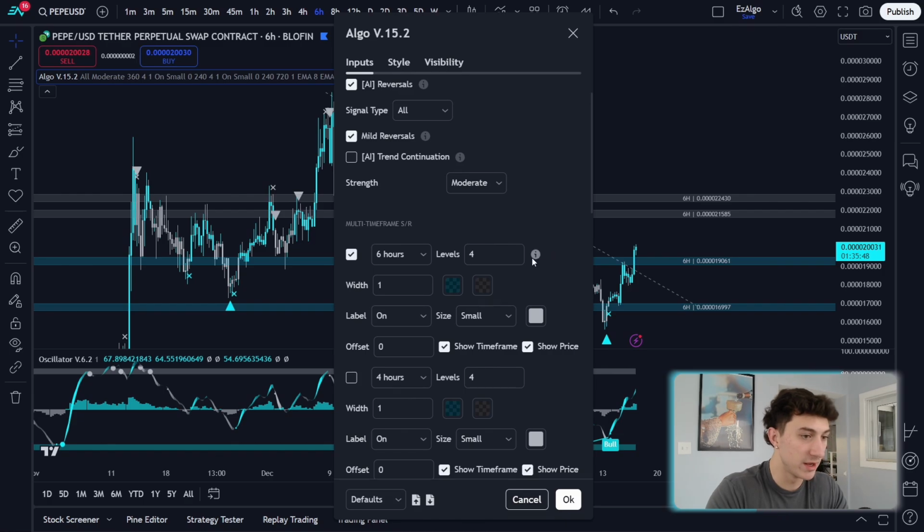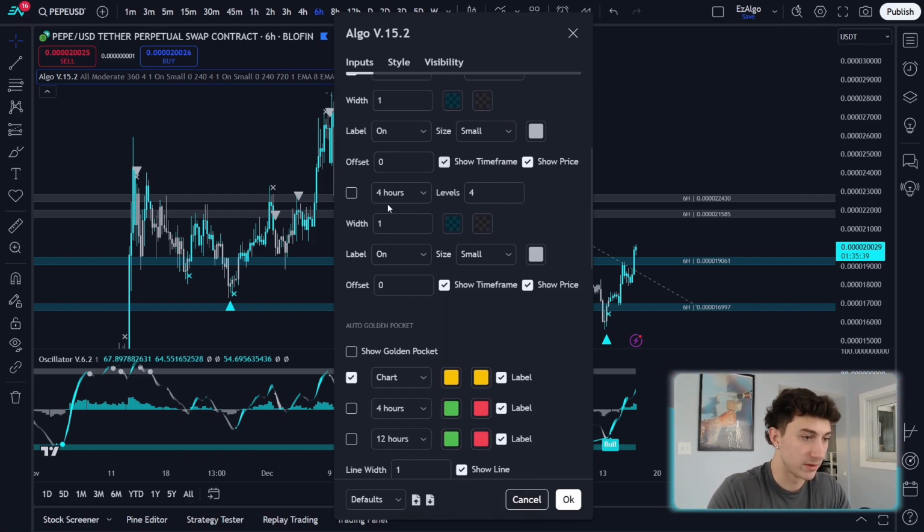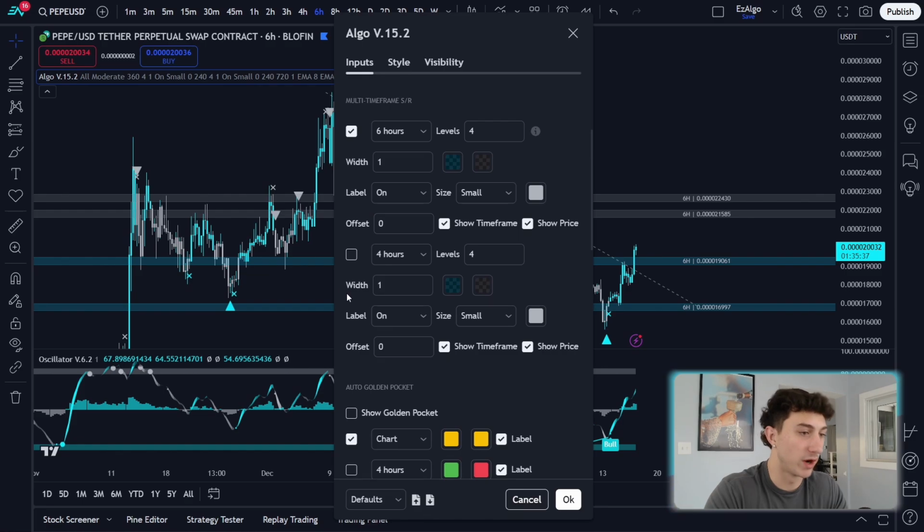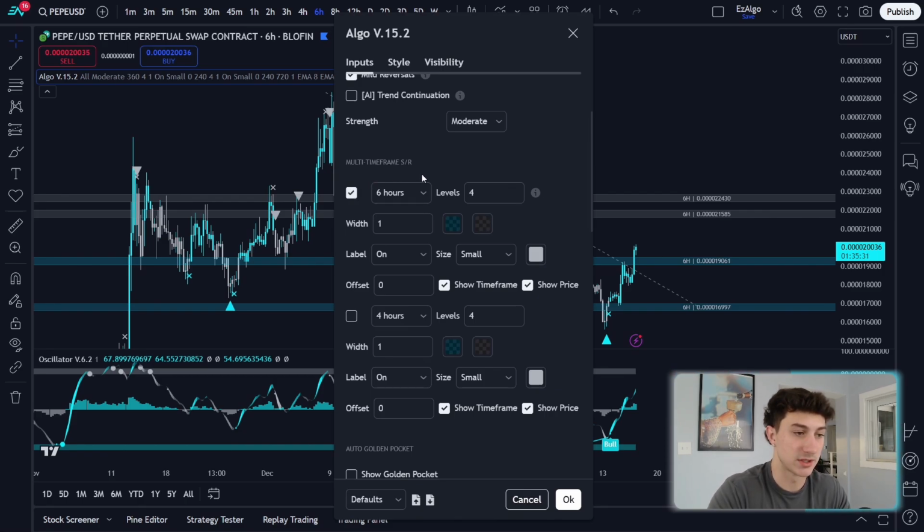I'll toggle those on and I'll only show 4 levels at once. I don't want my chart to be super cluttered. I just want to show the nearest support and resistance zone. So I changed the levels to 4, turned off the multi-time frame feature. If you want to turn on the multi-time frame feature to show daily levels as well, you can do that. Personally, I like the 6-hour only, so I'll keep that on.